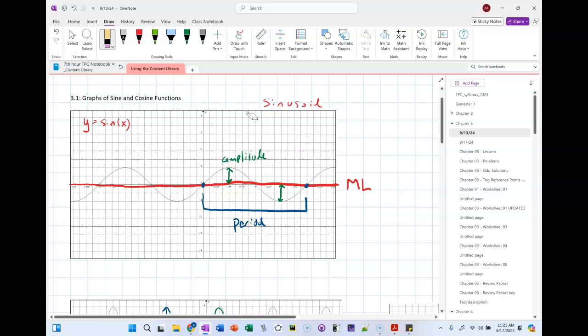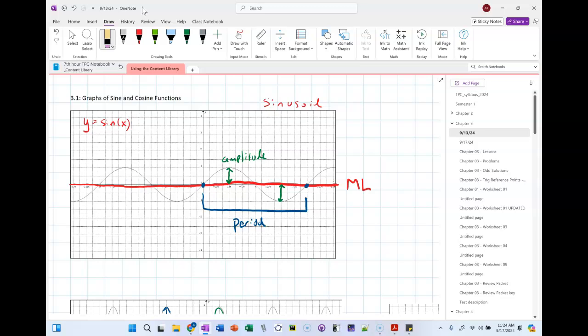Looking at our 3-1 notes, this is what you guys would have seen on Friday if you watched the video and worked on the Delta Math. So what we're going to be talking about in chapter 3 are the graphs for sine and cosine. What we'll start with here is talking about identifying the key features from those graphs.